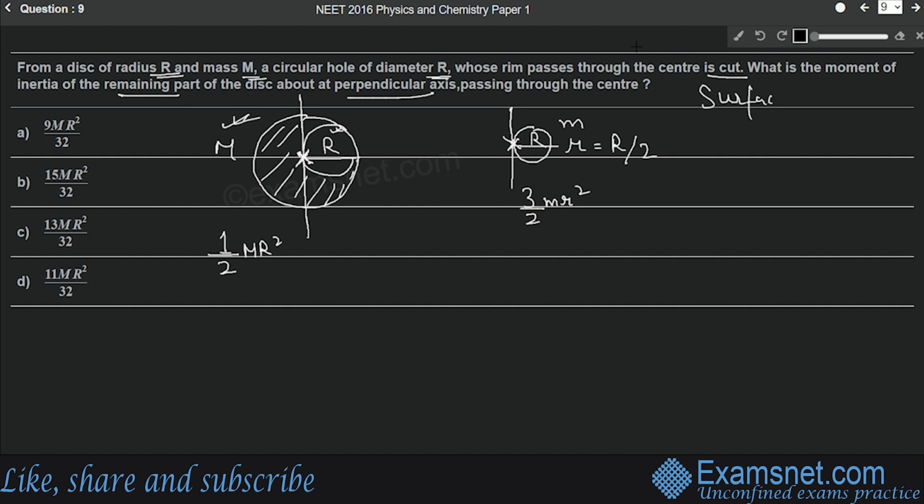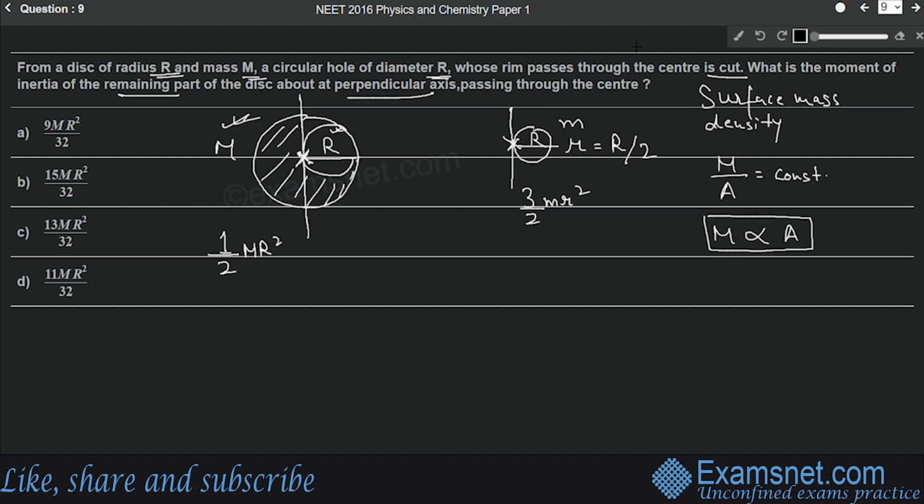We know that surface mass density will remain constant. Mass will change, volume will change, area will change, but surface mass density will remain the same for both the parts, removed part as well as the initial part. Surface mass density means mass per unit area, so that will remain constant in both. And it shows that mass will be proportional to area.